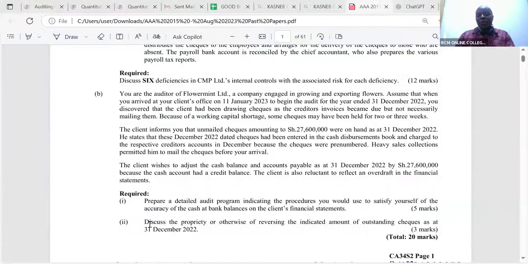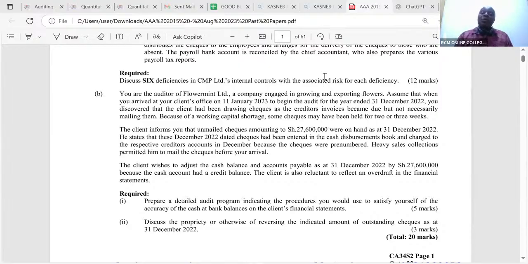So look at part 2. Discuss the propriety, that is the truthfulness or otherwise, of reversing the indicated amount of outstanding checks as at 31st December 2022. But remember, these checks were paid in January 2023, and the client would want to change the figure. The client wishes to adjust the cash balance and accounts payable as at this date by 27,600,000 because the cash account had a credit balance. The client is also reluctant to reflect the overdraft in the financial statements. So discuss the truthfulness or otherwise of reversing the indicated amount of outstanding checks.